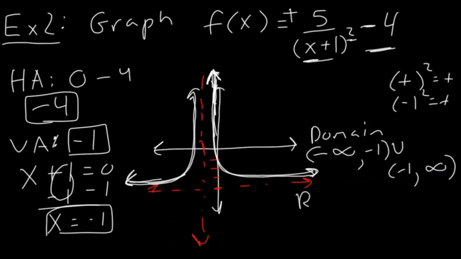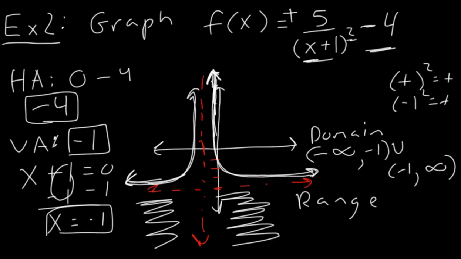Okay, let's take a look at the range. Now remember, the range here is quite a bit different from when you just have x. Remember, when you have x squared, there's essentially nothing down here below the horizontal asymptote. And so we simply start at wherever the horizontal asymptote is. In this case, our horizontal asymptote was -4. So we'd say that our range goes from -4 all the way up to positive infinity.